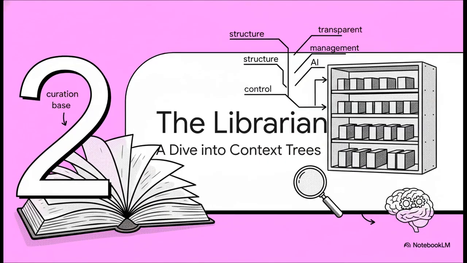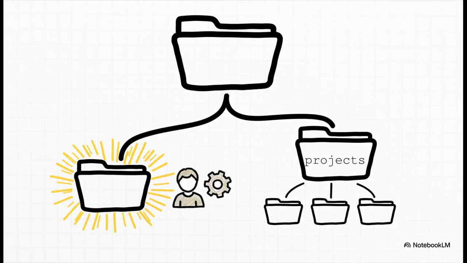All right, first up, the librarian. This strategy is all about structure, curation, and control. It's the perfect choice when you want your AI's knowledge base to be totally transparent and something you can manage directly. You know, the power of a context tree is really in its simplicity.